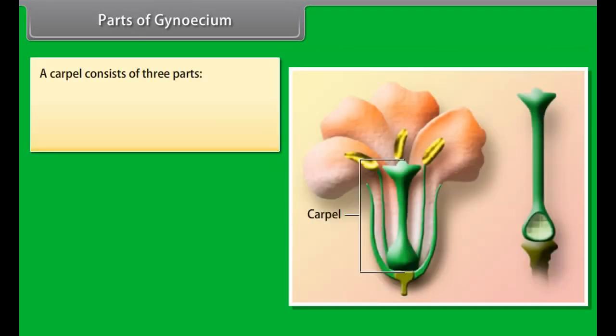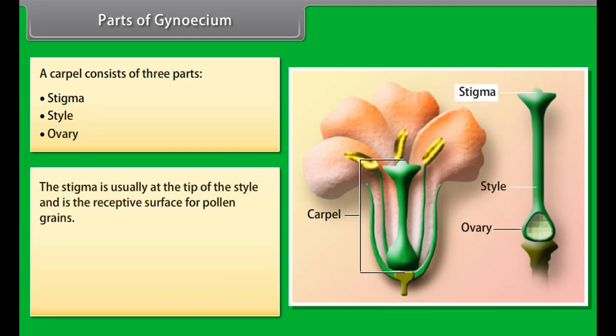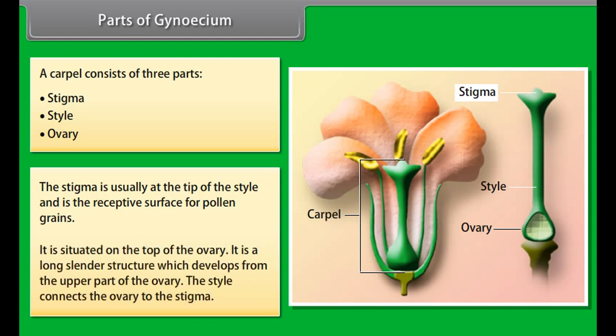Parts of gynoecium. A carpel consists of three parts: stigma, style, ovary. The stigma is usually at the tip of the style and is the receptive surface for pollen grains. It is situated on the top of the ovary. The style is a long, slender structure which develops from the upper part of the ovary. The style connects the ovary to the stigma.